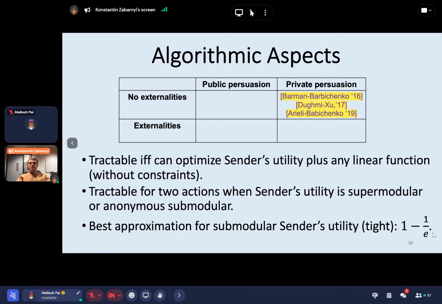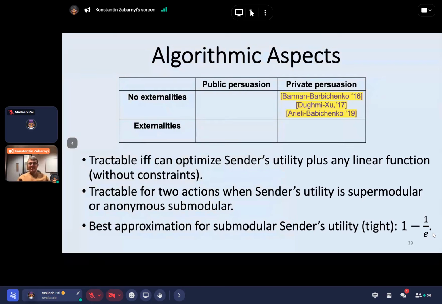So a paper by Dughmi and Xu shows that persuasion in this case is tractable if and only if it's possible to do unconstrained optimization for the sender's utility plus any linear function. And in the case of binary action receivers, the sender's utility is essentially a set function. It's a function of the set of receivers taking a certain action.